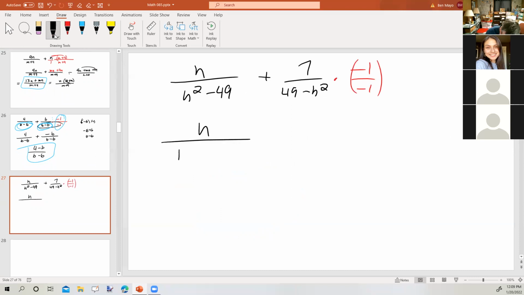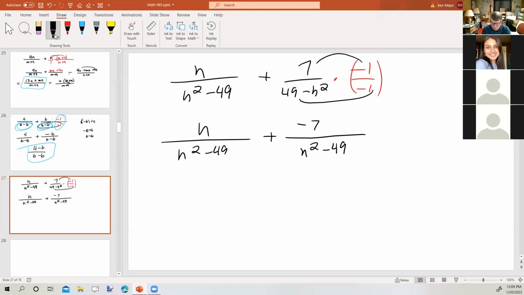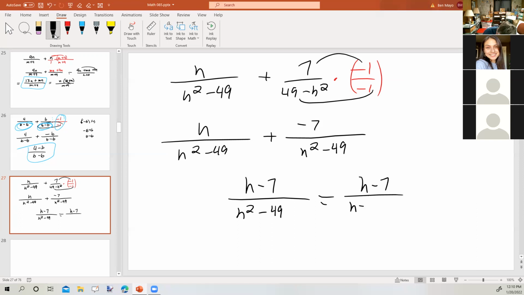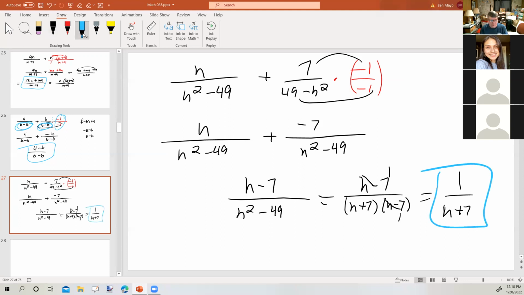So now I get h over h squared minus 49 plus -7 over -49 plus h squared, which is h squared minus 49. So then I get h minus 7 over h squared minus 49. However, with this problem, we can take the denominator and factor it and reduce it down. That doesn't always happen, but in this case it did. After we combine the two fractions, we got a new fraction that would reduce. Any questions?